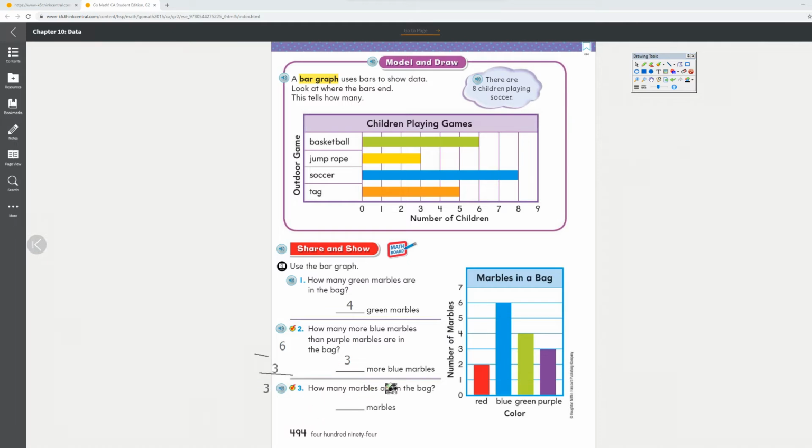Number 3, how many marbles are in the bag? So this one's a simple question. It's asking how many total marbles are in the bag. So in order to figure this out, all you have to do is count all the marbles in the bag. Since we have red, blue, green, and purple in the bag, we have to count each category. So we add 2 for red, 6 for blue, 4 for green, and 3 for purple. If we add 2 plus 6 plus 4 plus 3, what do we get? We get a total of 15 marbles.